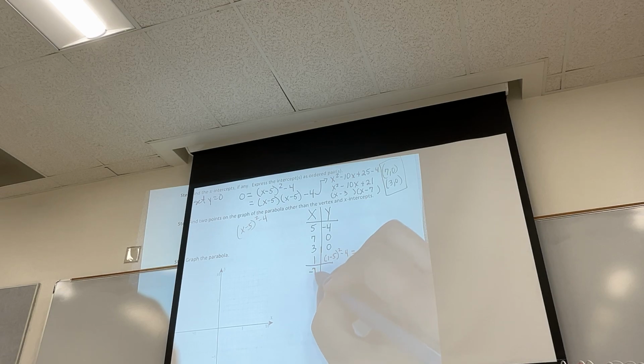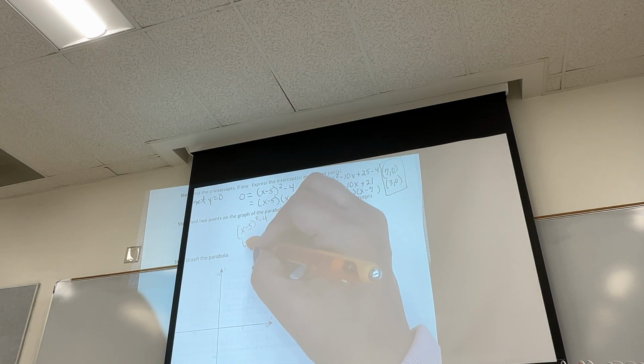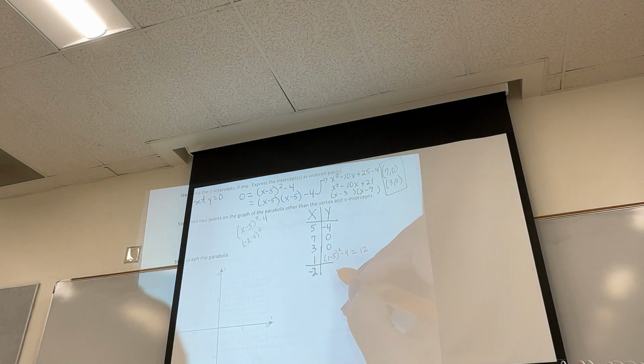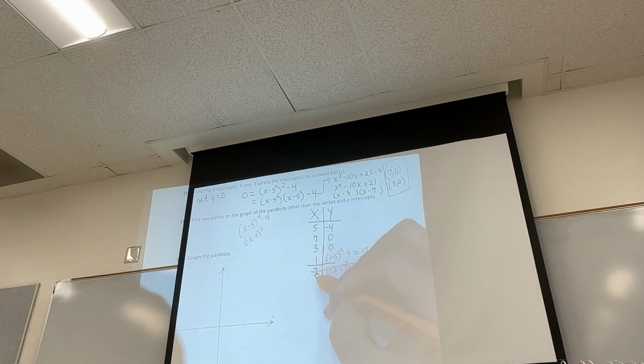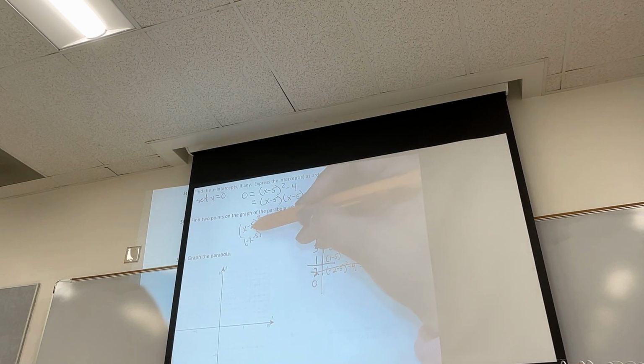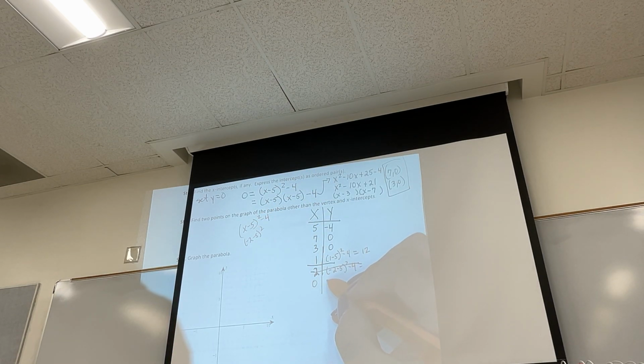So I'm going to pick −2 instead for the second one. If I plug in −2 here and we do the math, that's (−7)². Ooh, that's 49. That's even worse. I didn't pick good numbers. I should have picked 0. That's okay. If we pick 0, 0 minus 5 is −5, squared is 25, minus 4, that's still big. So this comes with practice.